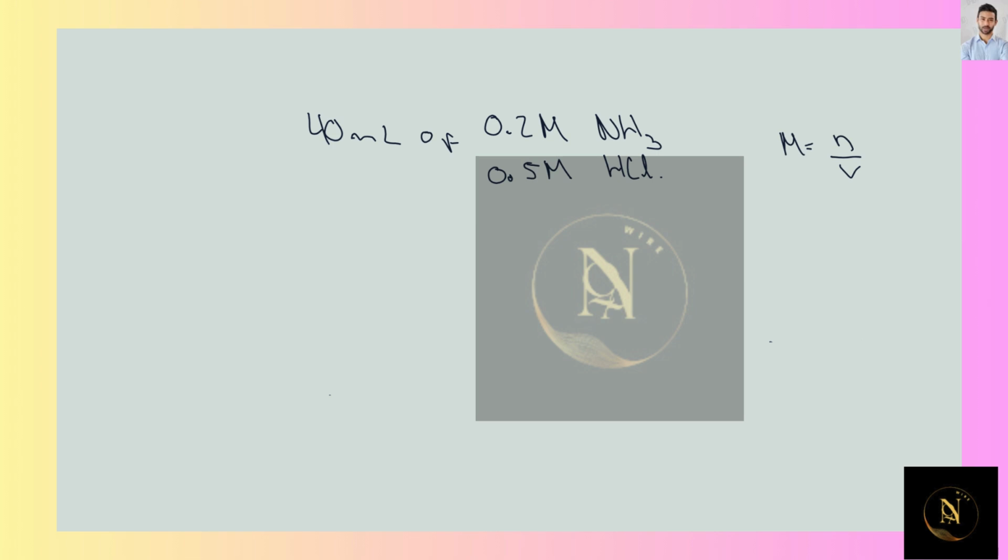Hi, so for this problem we're given a solution of 40 milliliters of 0.2 molar NH3 that is going to be titrated with 0.5 molar HCl. Just a reminder, molarity is equal to the amount of mole divided by the volume in liters that we're going to have in a solution.